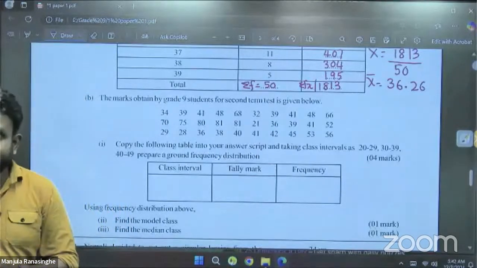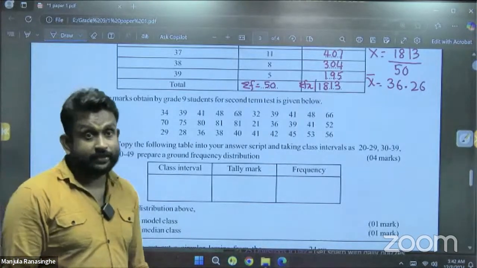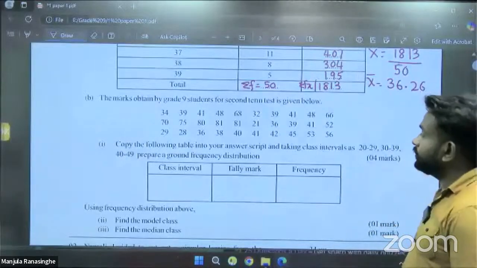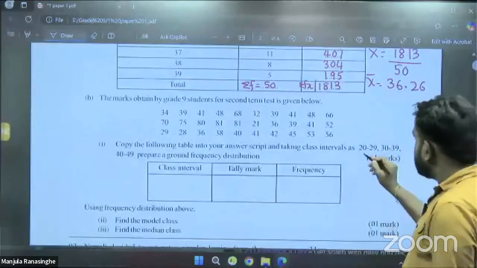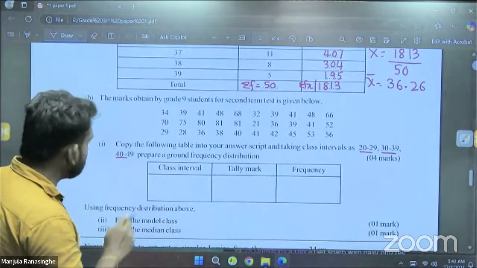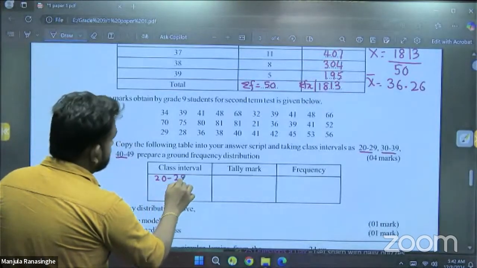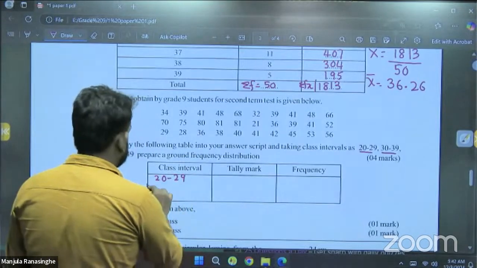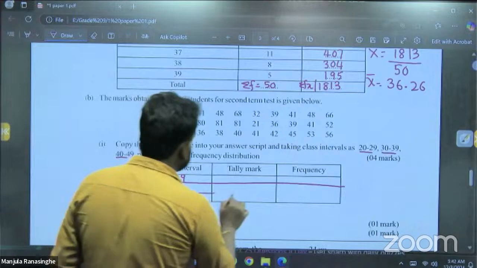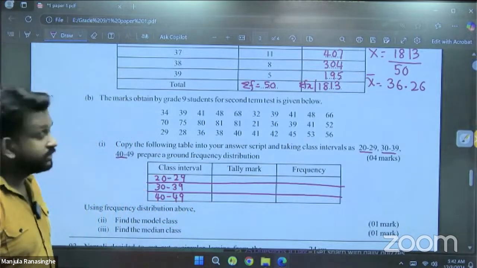This is regarding the lesson that we have left. However, I will tell you how to do that one, but this part is not yet done in our theory class. However, I will take the answer. Copy the following table into your answer script and take the class intervals as 20-29, 30-39, 40-49. Prepare a grouped frequency distribution. You write 20-29, then 30-39, and then we have 40-49. Now make the tally marks.